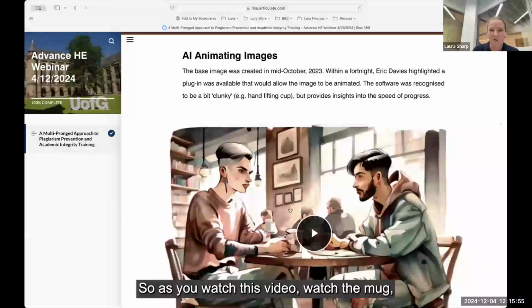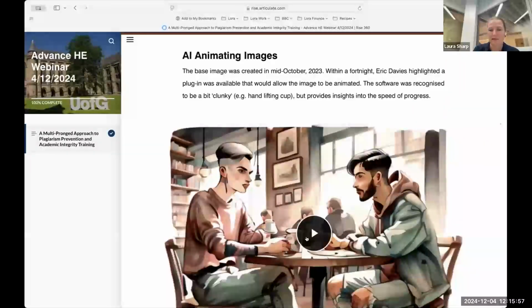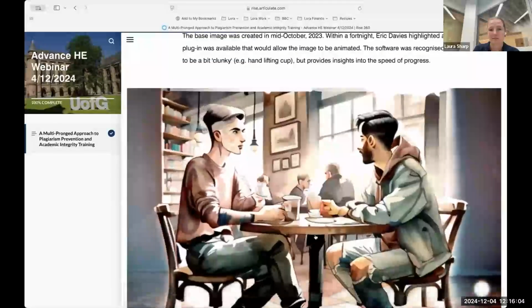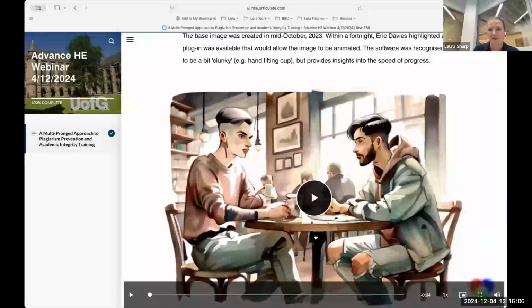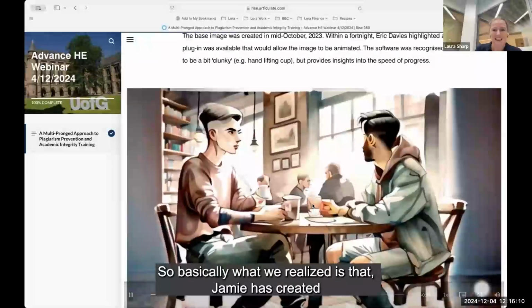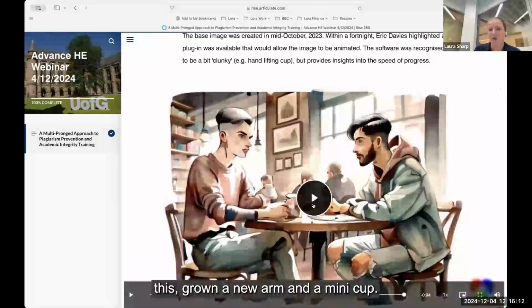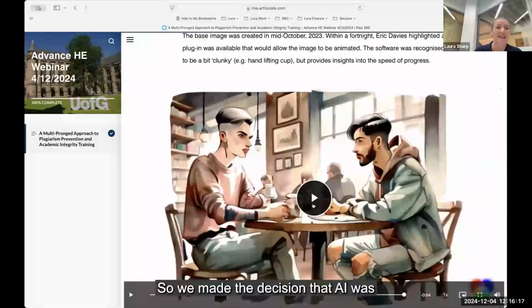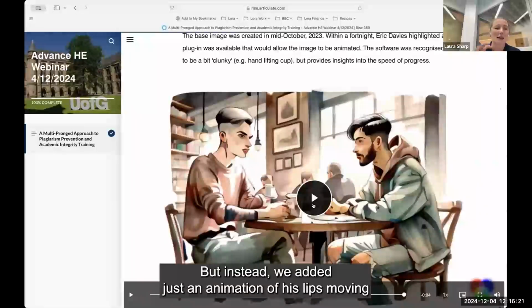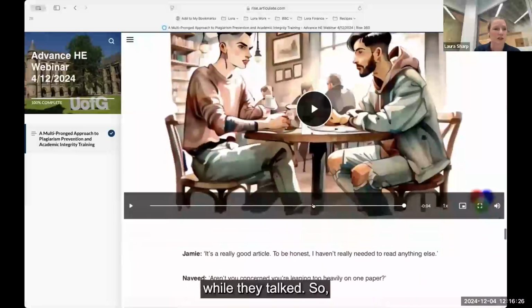So as you watch this video, watch the mug that Jamie is holding. Okay, did you see that? I'll do it again. Basically what we realised is that Jamie has grown a new arm and a mini cup. So we made the decision that the AI was not really refined enough yet to animate our full scenes, but instead we added just an animation of his lips moving while they talked.